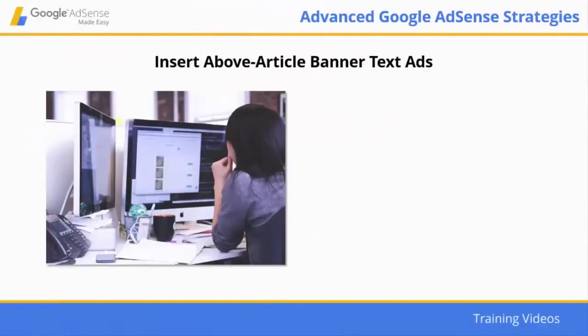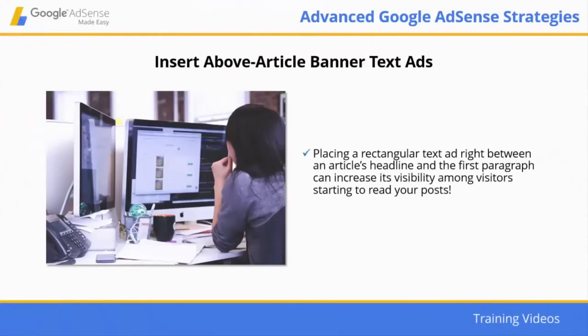Insert above-article banner text ads. Placing a rectangular text ad right between an article's headline and the first paragraph can increase its visibility among visitors starting to read your posts.